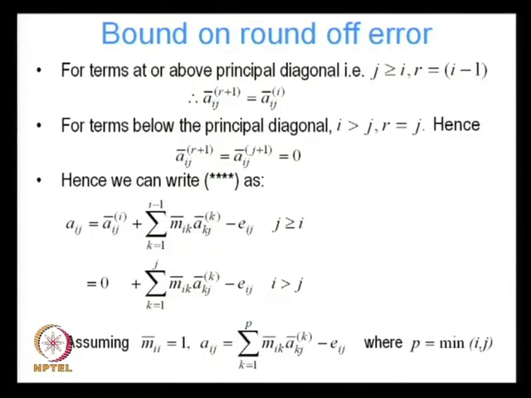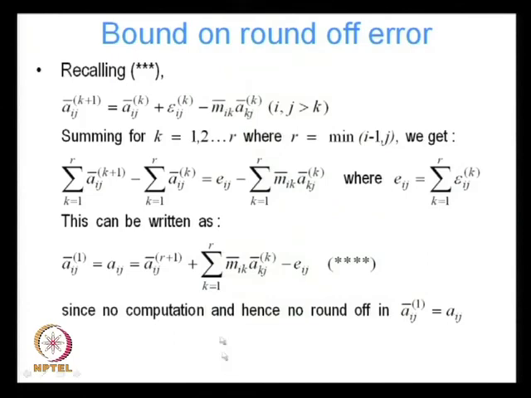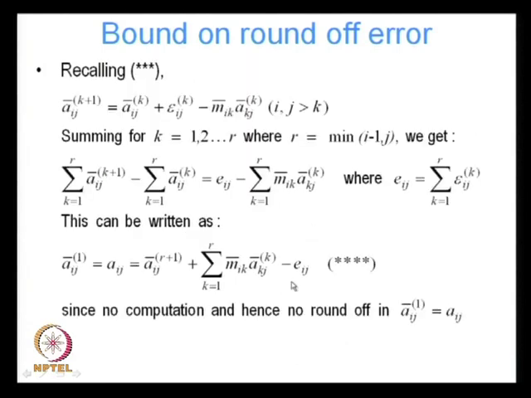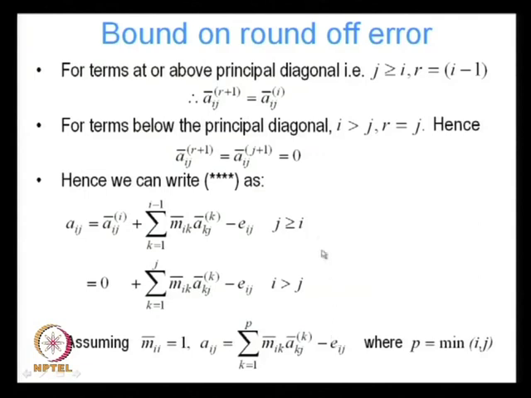Hence, we can write this previous expression. We can write it as a_ij, which is equal to a_ij^(1), is equal to ā_ij^(i) plus this term, which does not change. This is true for j greater than or equal to i, and this is equal to 0 plus this term when i is greater than j. So, basically I have split this equation into two parts, one for j greater than or equal to i and one for i greater than j.